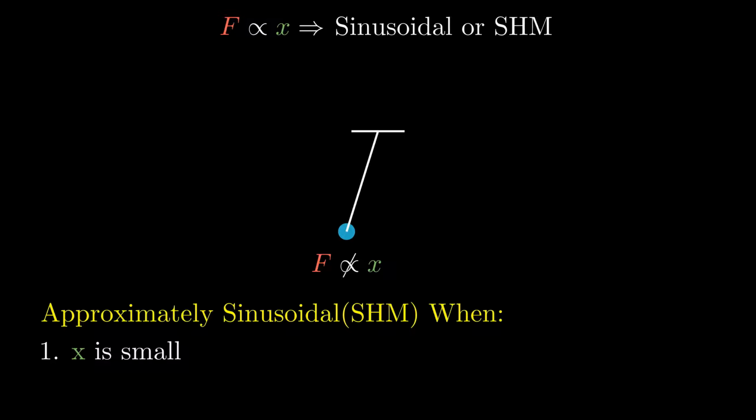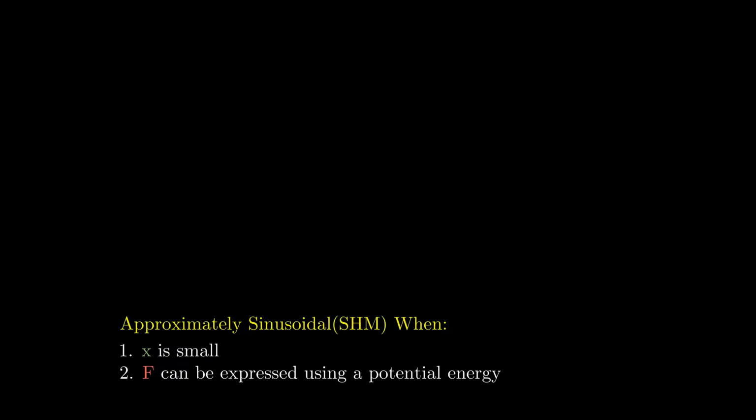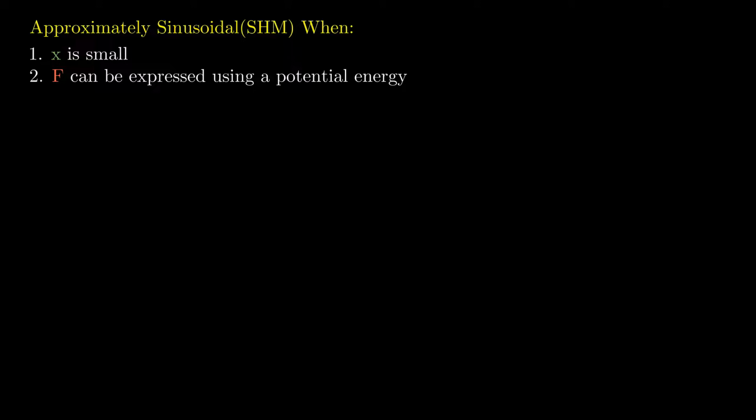First, the amplitude or the displacement has to be small. Second, the restoring force should be able to be expressed using a potential energy. The second condition is usually achieved when there is no friction or damping forces. These two conditions are much more common compared to the prior condition of having the restoring force that is directly proportional to the displacement. Let us summon the spring mass system once again and plot its potential energy.